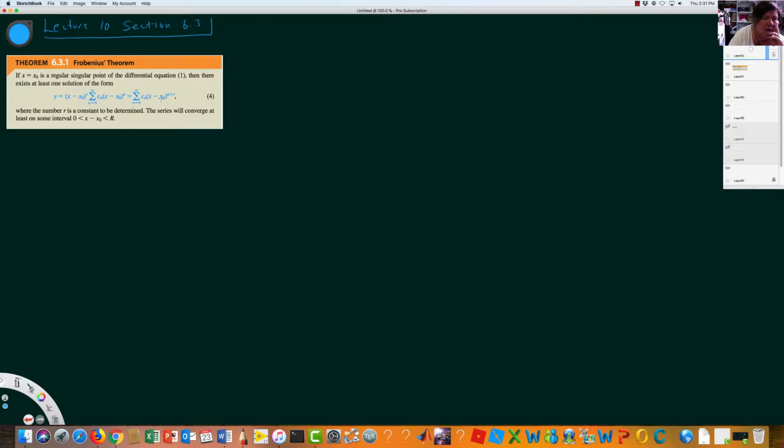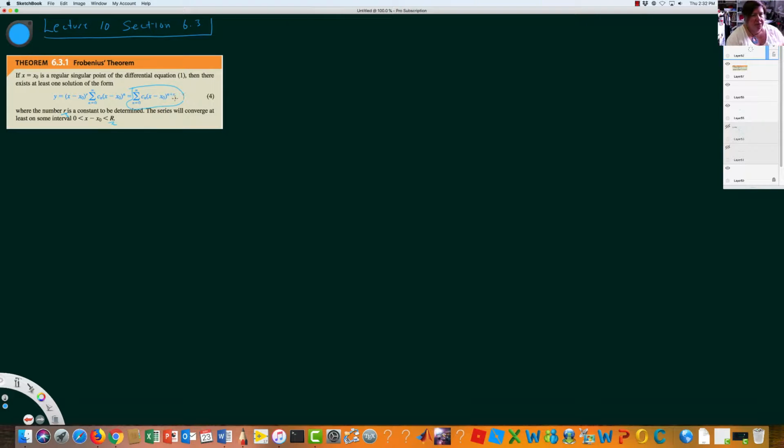We're centering here. And because we had an x minus x naught to the r here, we're going to have x minus x naught to the n plus r in this series. So there's at least one solution that's going to look like this, where r is some constant that we have to determine, and the theorem also says that the series will converge, it might be a small interval, on some interval with a radius of convergence.